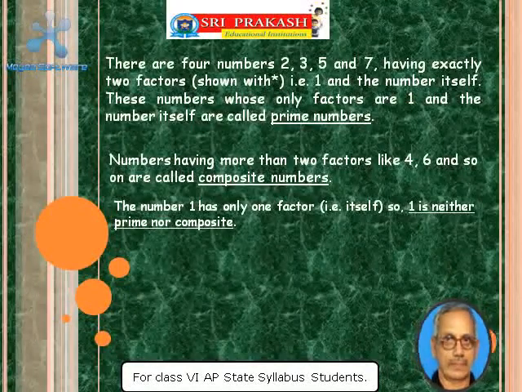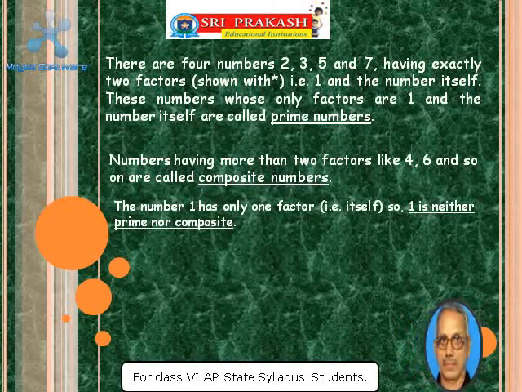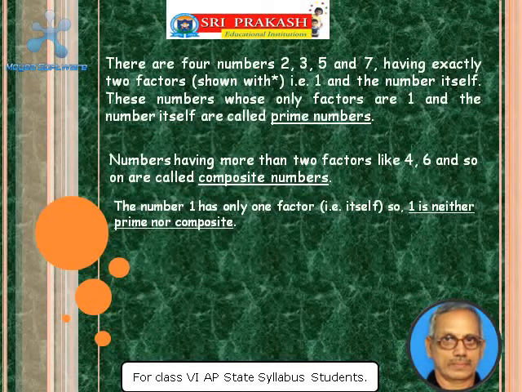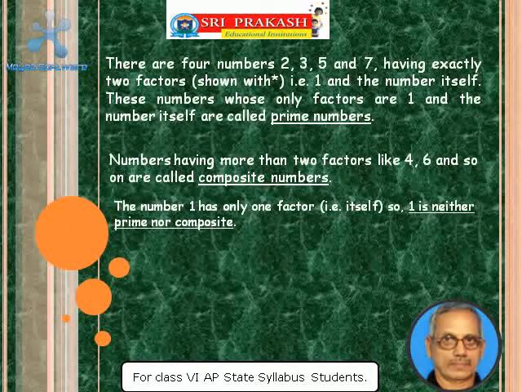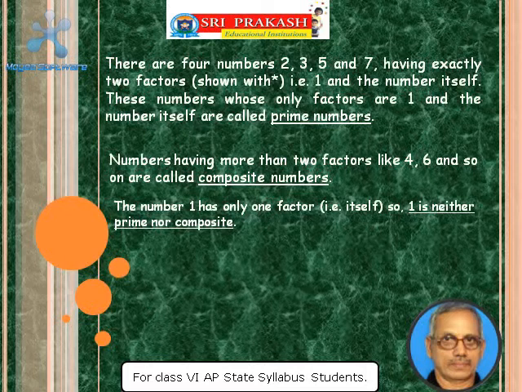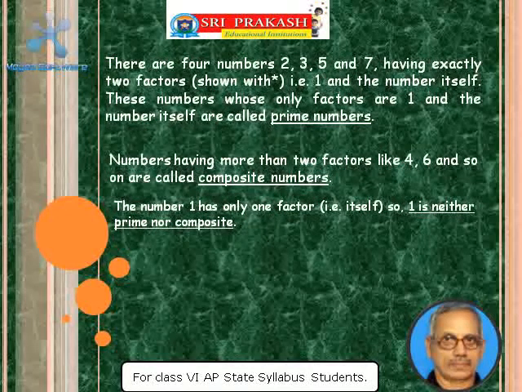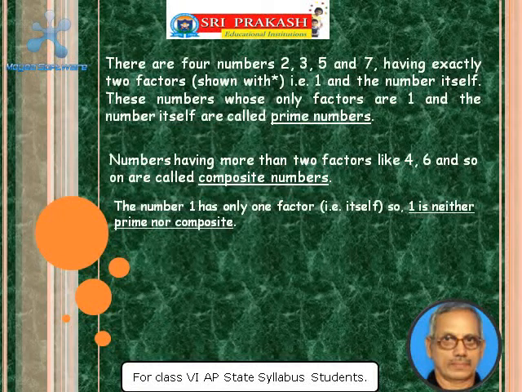From the above table, we notice that there are 4 numbers, 2, 3, 5 and 7, having exactly 2 factors, which are shown with a star mark. That is 1 and the number itself as factors. These numbers whose only factors are 1 and the number itself are called prime numbers.